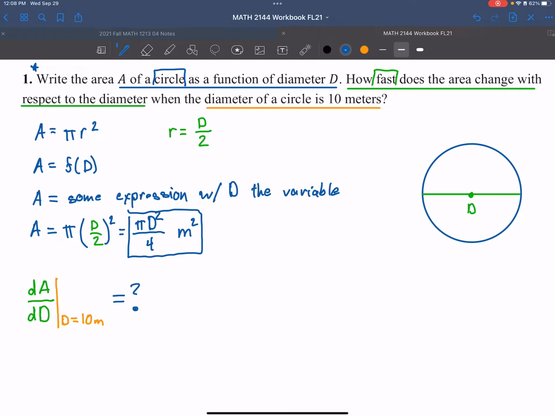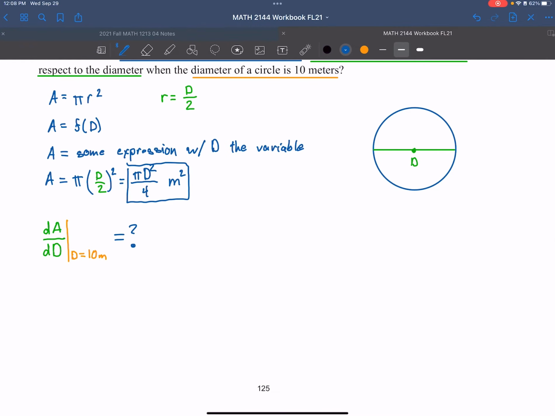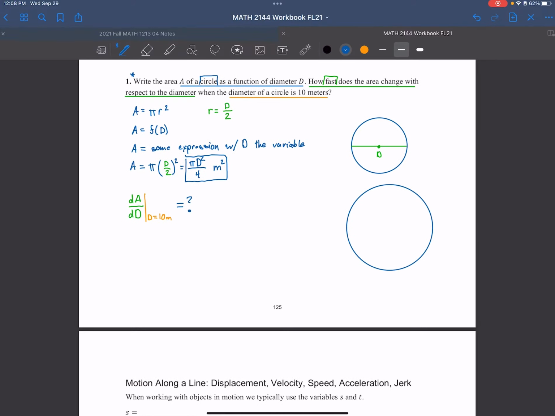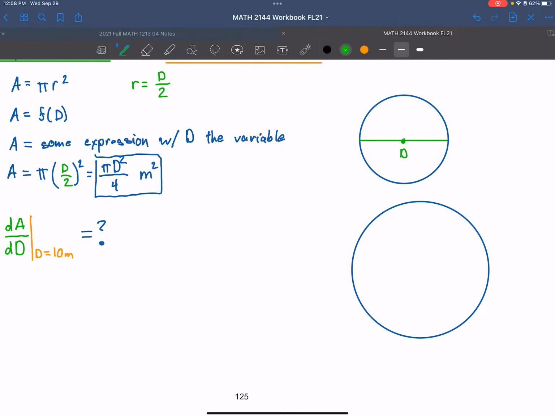Just make sure you take a moment. How fast? That means we're looking for the derivative at a specific point, in this case when D is 10 meters. This also makes sense logically. If you consider a circle growing, and we have a larger diameter, notice they're not going to grow at the same rate. If you increase the diameter by a little bit, you're going to have a lot more area. That's what this derivative allows us to read: if we make a slight change to the diameter, how does that affect the area?